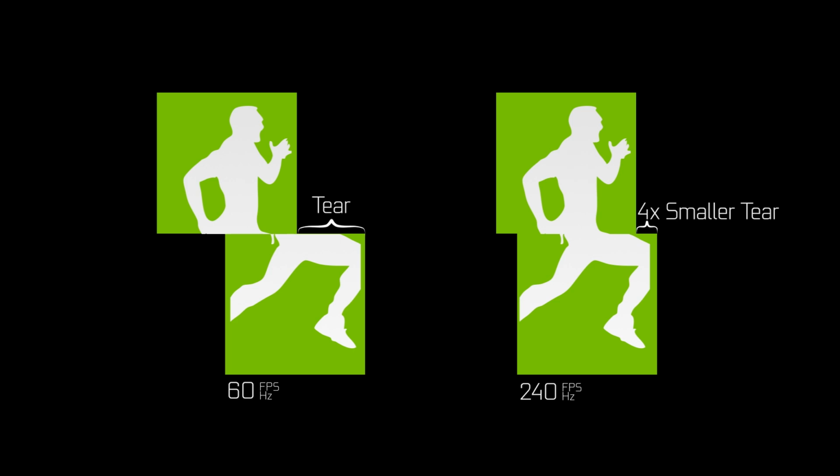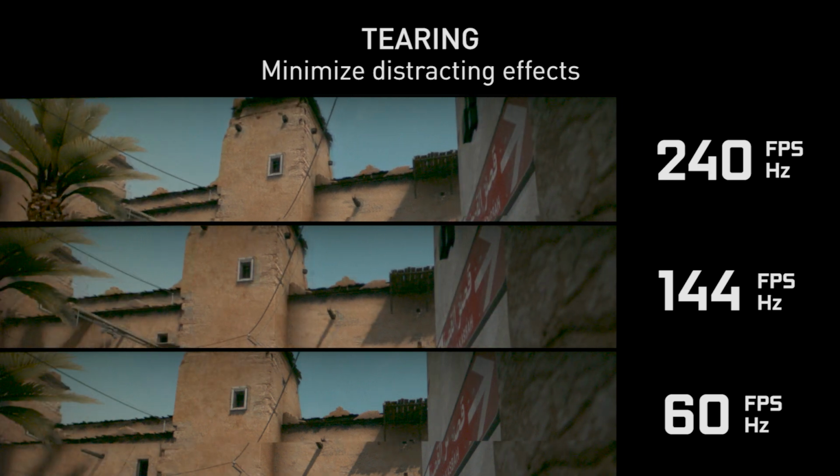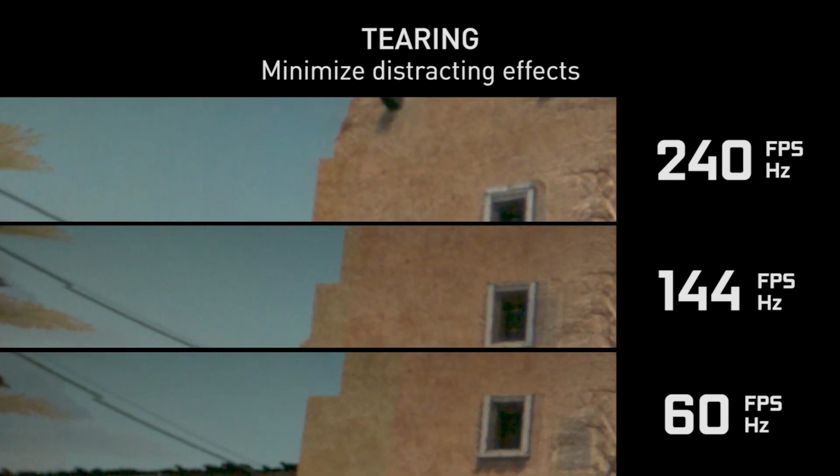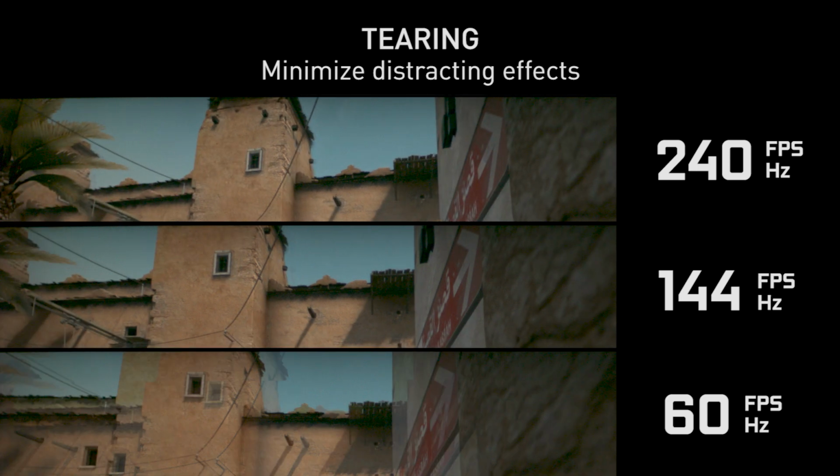and therefore less distracting. Looking at tears in CSGO, we can see here as we zoom in on the vertical brown tower, the tears on the top are much smaller than the tears at the bottom at 60 Hz because the animation steps are much more frequent and therefore the tearing much less pronounced at 240 Hz.